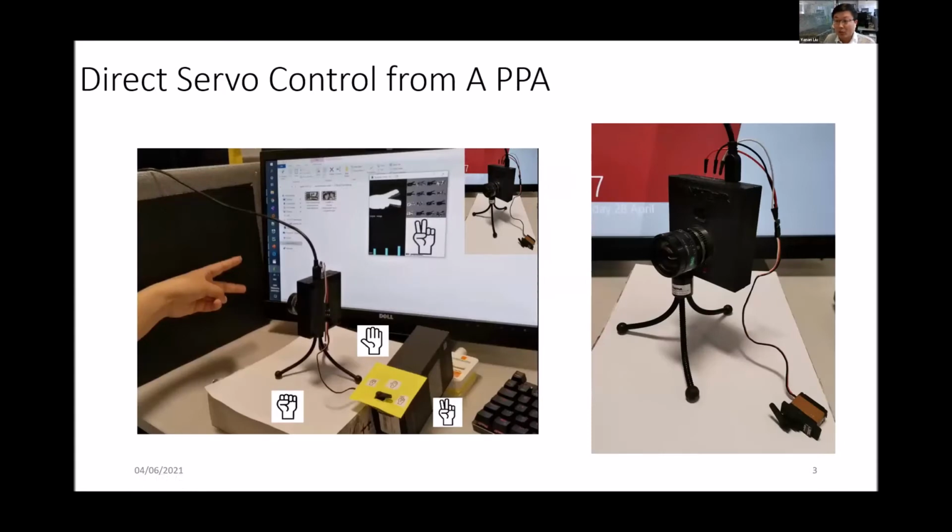As you can see, a servo motor is directly driven by the SCAMP vision system without any additional intermediate hardware. With the machine vision computing results from the SCAMP vision system, the servo can be instructed accordingly.